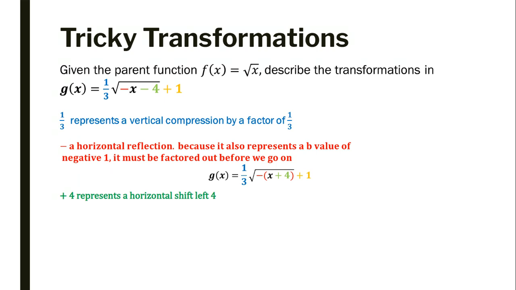Okay, now I have x plus 4 because I factored out -1 from both the x and the 4. So that means this function has shifted to the left 4. And finally, there's D. That means it shifted up 1. So if you work from left to right and take into account every single little change, you should get all of the transformation questions correct.